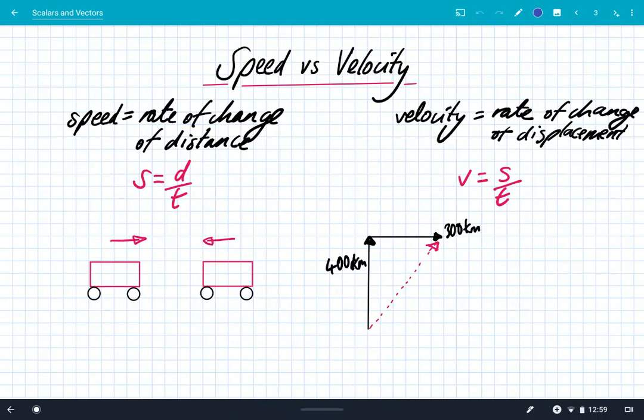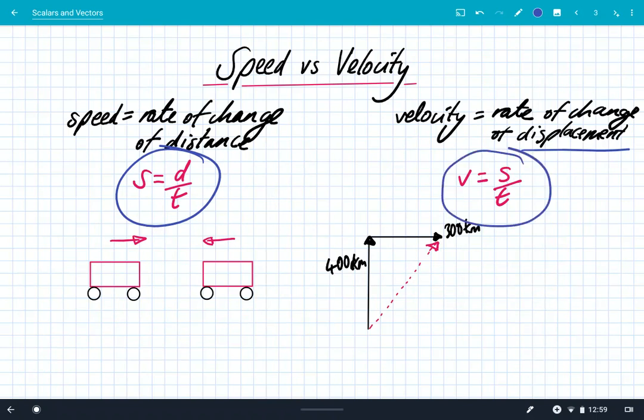Two other quantities, one a scalar and one a vector, are speed and velocity, and the definitions are key to understanding their difference. First of all, speed is the rate of change of distance, so speed is distance divided by time. Velocity, however, is a vector quantity, and the definition is that velocity is the rate of change of displacement. What's slightly confusing here is the symbols that we use. We use v for velocity, s for displacement, and t for time. It's a bit confusing because we also use s for speed.